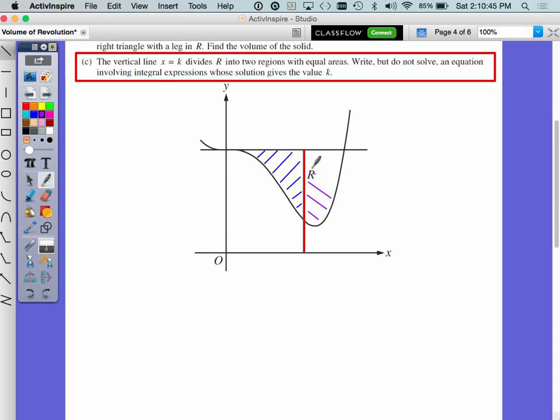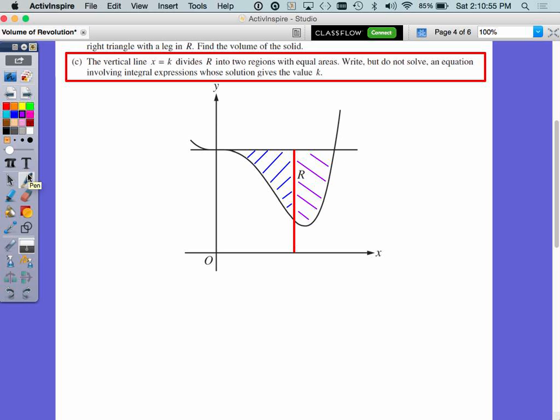So the idea, if we've done this correctly, is that the area of the blue region should be exactly the same as the area of the purple region. In order to figure out what value of k this should be, we just need to set up an integral expression that would get us this area, and an integral expression that would get us this area, and set those two expressions equal to each other.